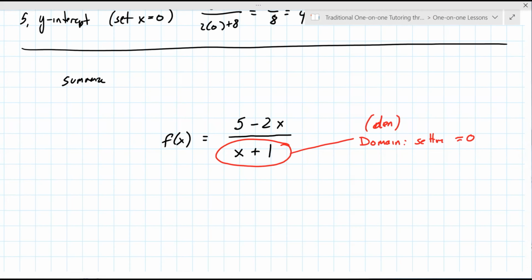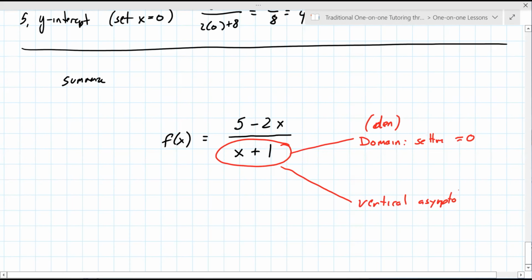But what else do you get out of the denominator? You also get the vertical asymptote. Vertical asymptotes. Now, not always, but most of the time. We'll get to some holes next time. Hopefully, we can do another lesson this week to answer some of those questions. Again, you set it equal to 0.